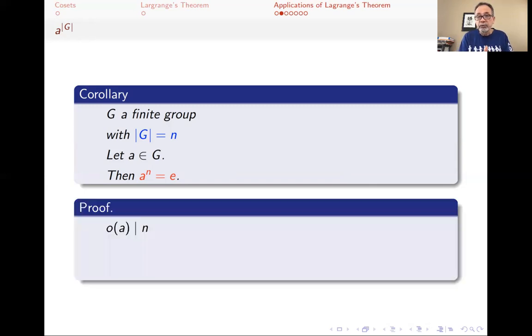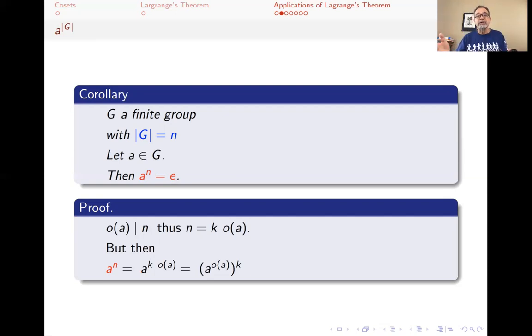So we just proved that the order of A divides the size of the group, so n is some number k times the order of A. Then if you look at A to the n, the thing we want to show is identity. We are taking A to the power k times the order of A, but that's A to the order of A, raised to the power k. And A to the order of A, by definition of what the order is, is identity. And so we get identity. And so this fact also follows from Lagrange's theorem.